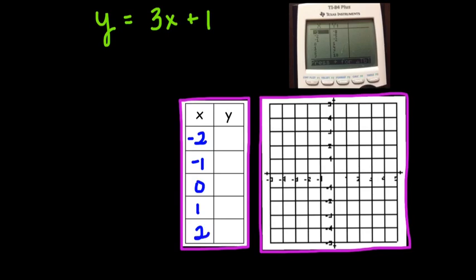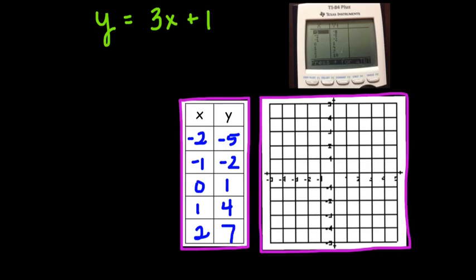Based on my calculator, my table, when x is negative 2, y is negative 5. When x is negative 1, y is negative 2. When x is 0, y is 1. When x is 1, y is 4. And when x is 2, y is 7.